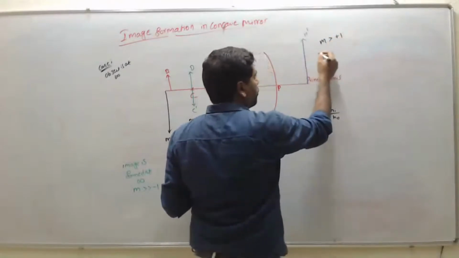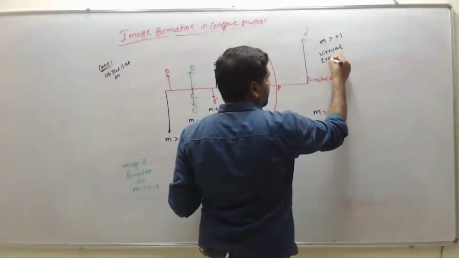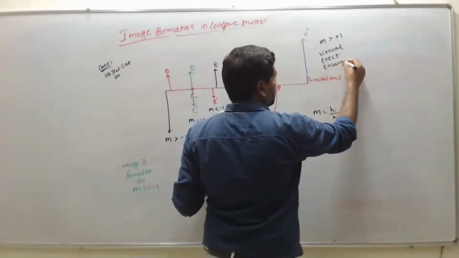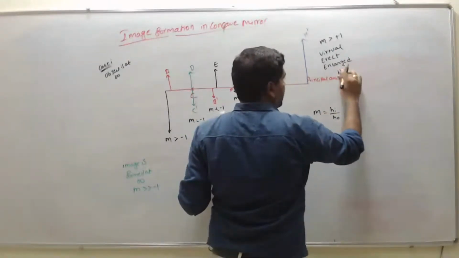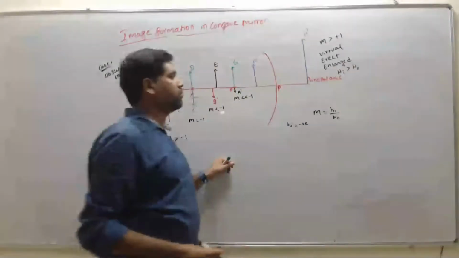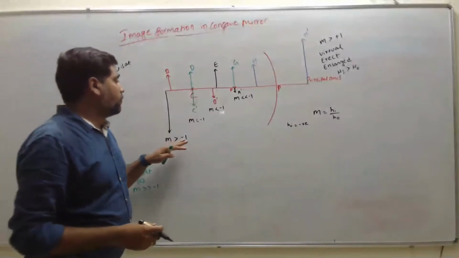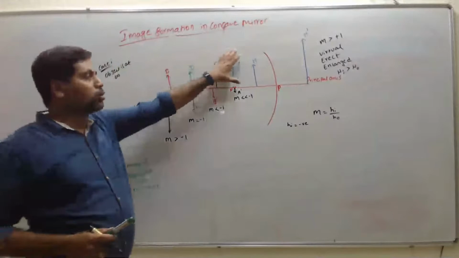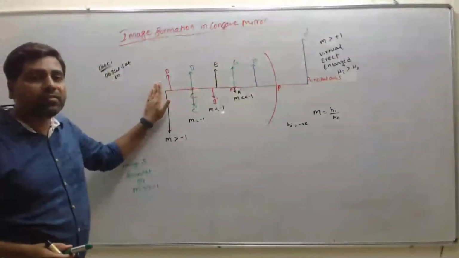So here the image formed is virtual, erect and enlarged. That is, the height of the image is greater than the height of the object, right? So this is about the image formation when we place the object at different positions. If we remember this, we can easily answer.